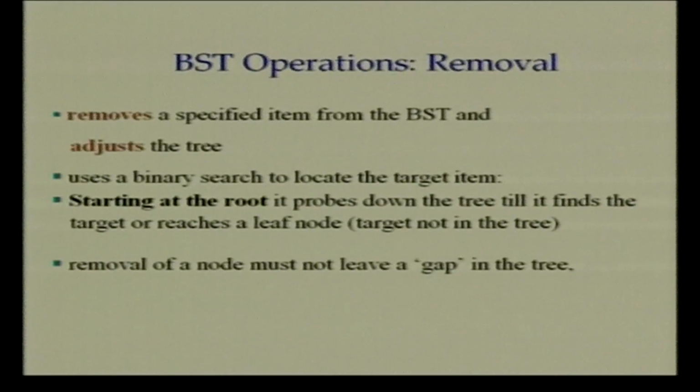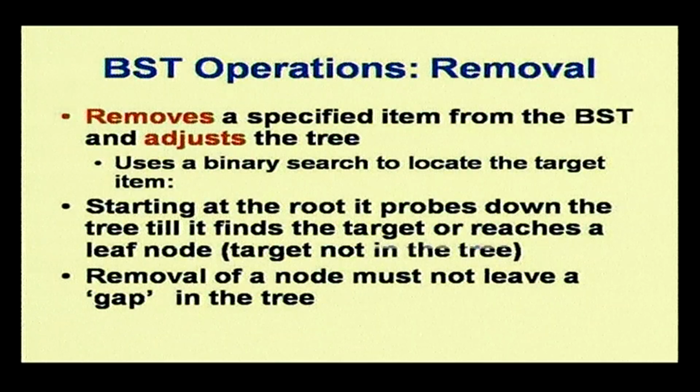In this lecture we are going to look at each of these cases in detail. What do we mean by removal or deletion? It removes a specified item from the binary search tree. The problem here is that we want to adjust the tree. First, we use the binary search, which we also used in insertion, to locate the target item. We start with the root node and probe down the tree till we find the target or reach a leaf node or a terminal node, which tells us that the node you said you have to delete is not in the tree at all. That is an error condition. When you remove a node, you will leave a gap in the tree. It is up to you to fill up the gap.